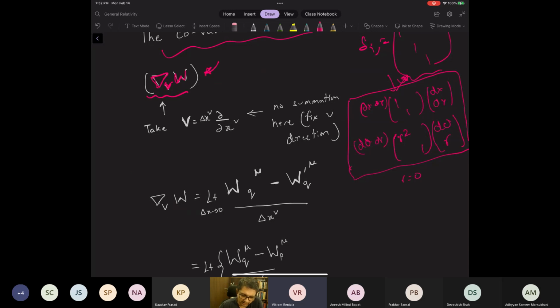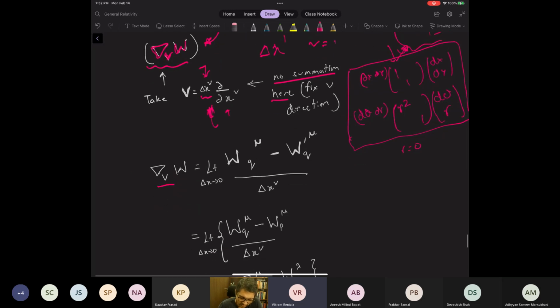And so we'll take V to be an infinitesimal displacement vector, something like delta x nu partial x nu. For the moment, let's just pretend that these delta x nus are non-zero only in one specific direction. So there's no real summation over nu, only one value of nu. Let's say, for example, there's a displacement only in the x1 direction.